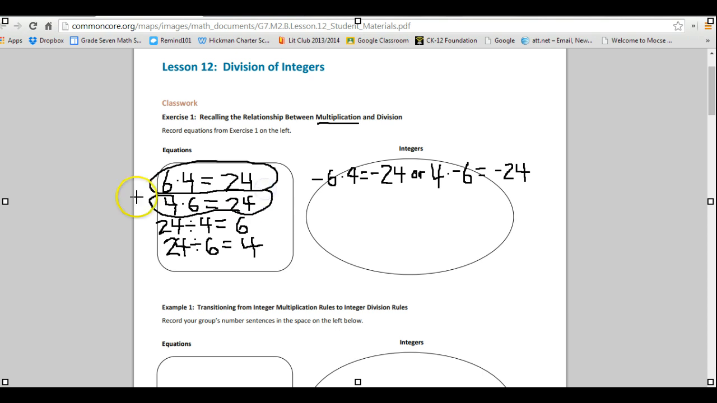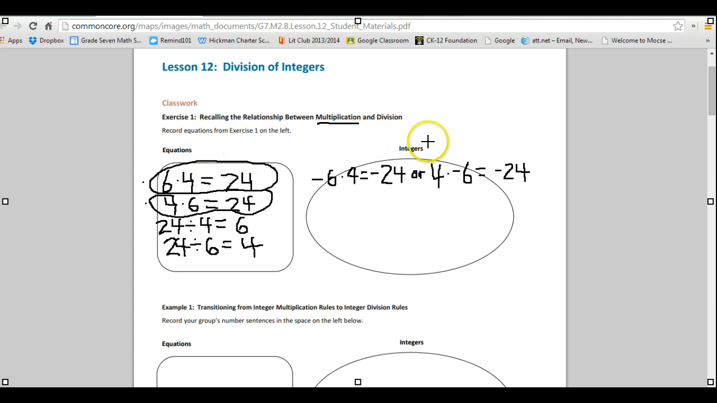Now we can use both of these, or we can show both of these because of the commutative property. I know many of you understand what that means, but again, changing the order of the 6 and the 4 makes no difference in multiplication. Okay, just the same idea as in addition.